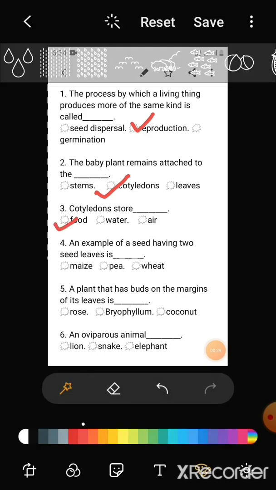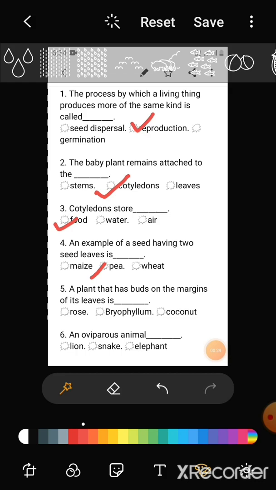Cotyledons store food. An example of a seed having two seed leaves is dash. The answer is pea. An example of a seed having two seed leaves is pea.